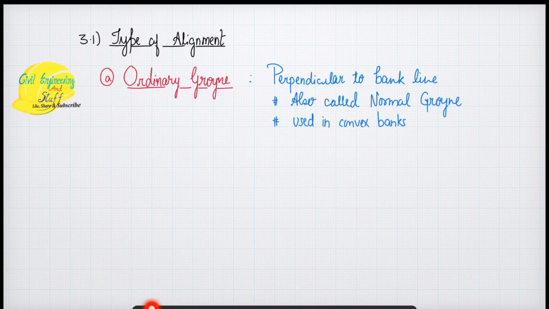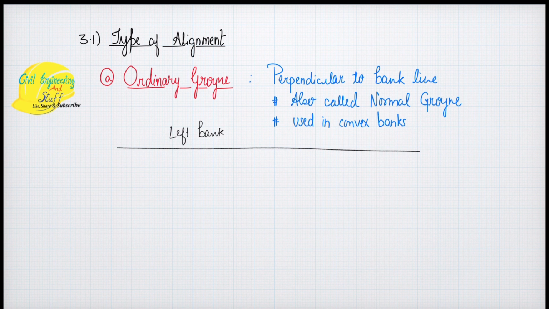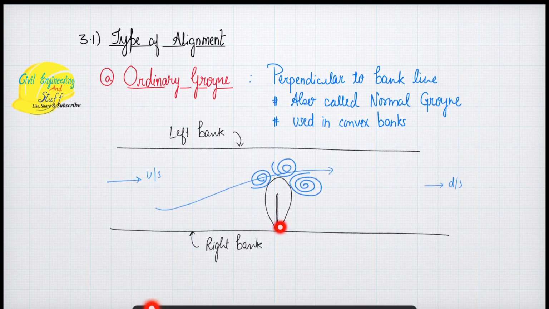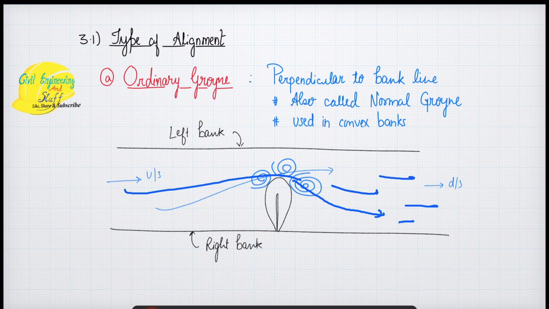Now talking about the types of groynes, the subcategories can be characterized on the basis of the type of alignment. The first type is the ordinary groyne. Ordinary groynes are perpendicular to the bank line. These are also called normal groynes and are used on the convex bank. So if this is the left bank, this is your right bank, and water moves from upstream to downstream. As it moves, it strikes the nose, ripples form there, and the velocity is reduced, so the water moves ahead towards the downstream with a reduced velocity.